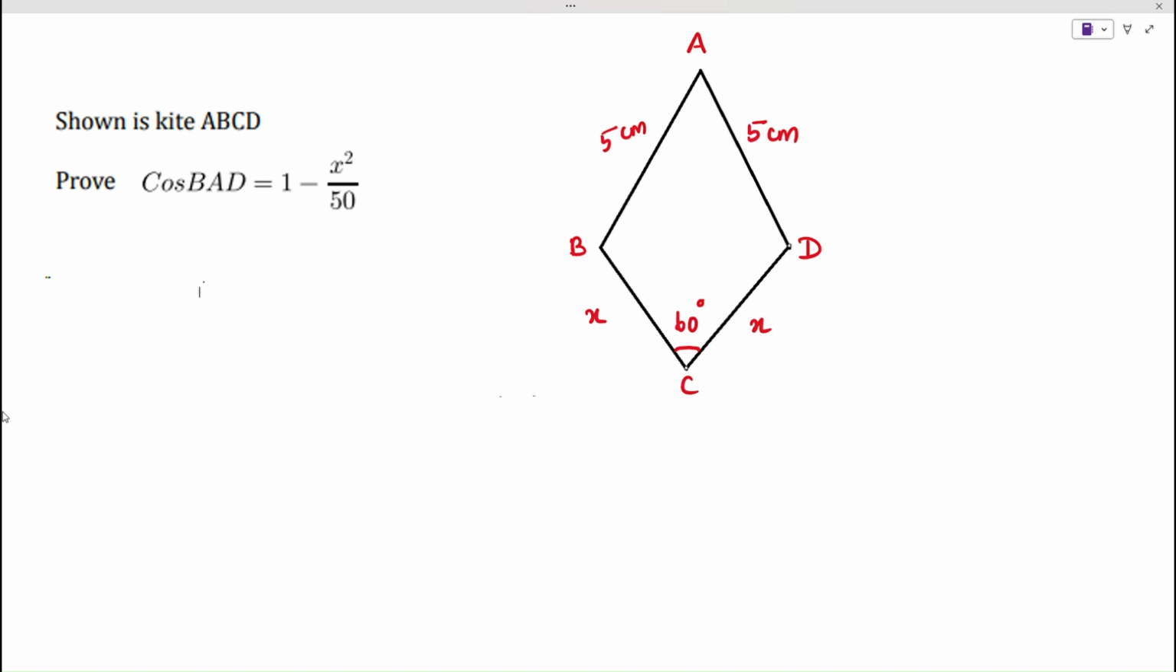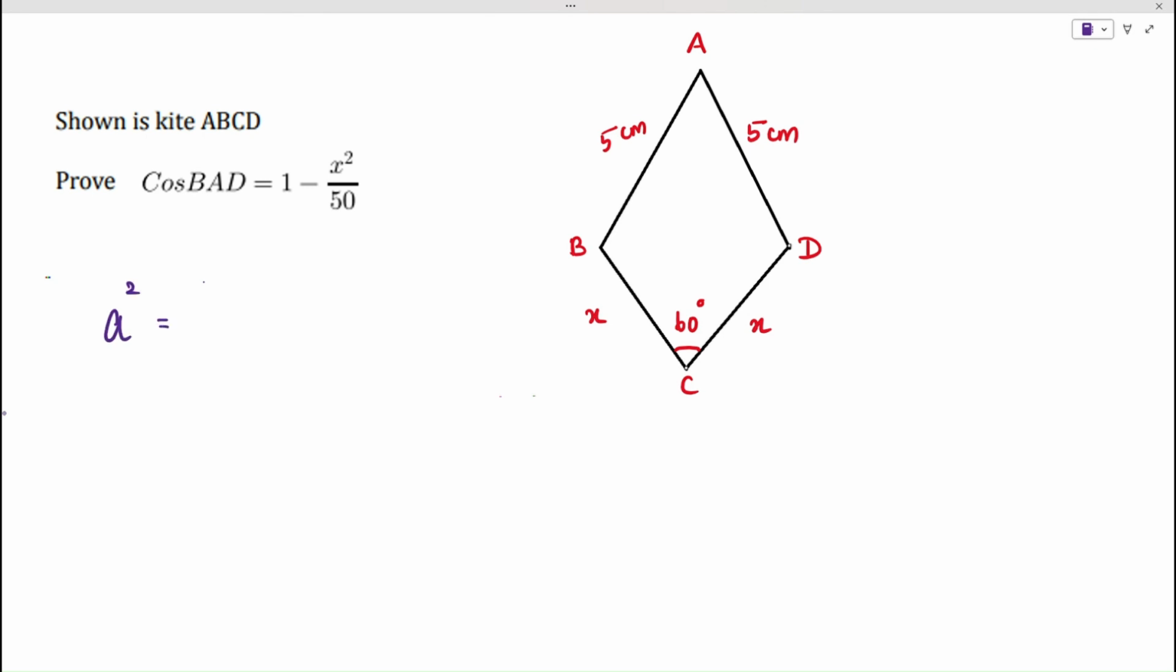In this video, we'll be going over a GCSE question that involves using the cosine rule. Shown is kite ABCD. Prove that cos of angle BAD is equal to 1 minus x squared over 50. We're going to start this question off by finding the length BD. So we'll use the cosine rule here to find BD.